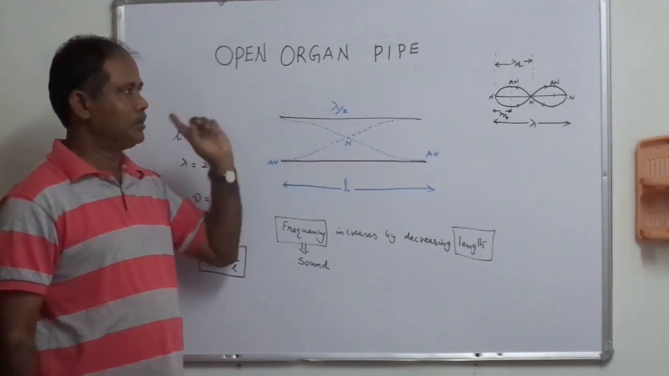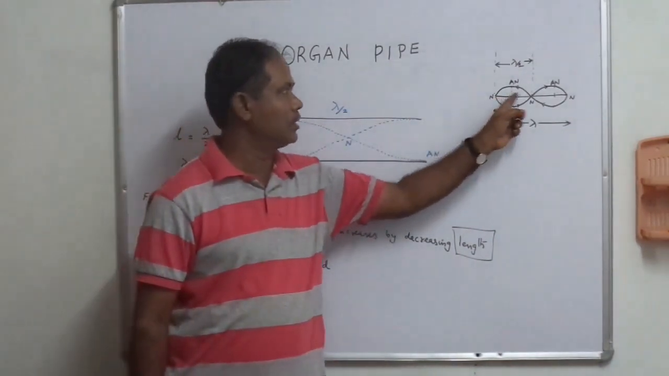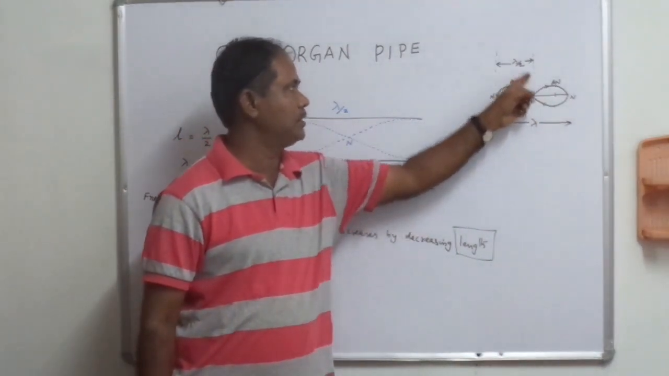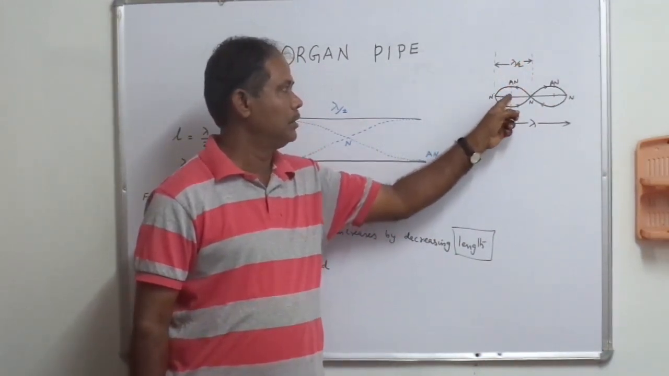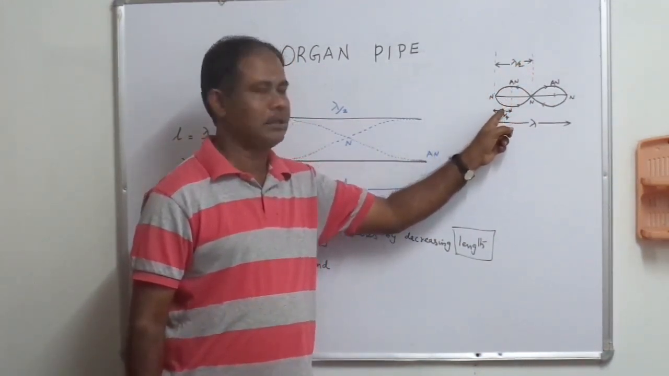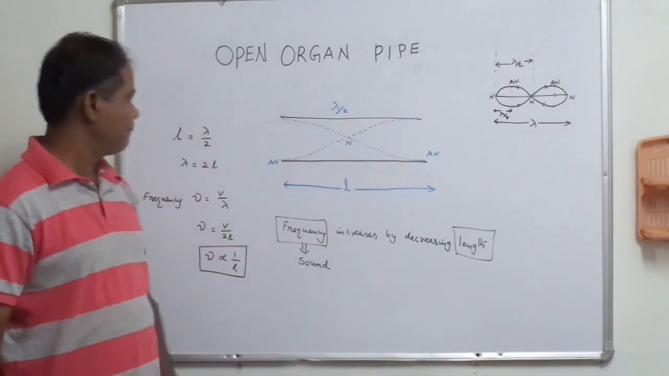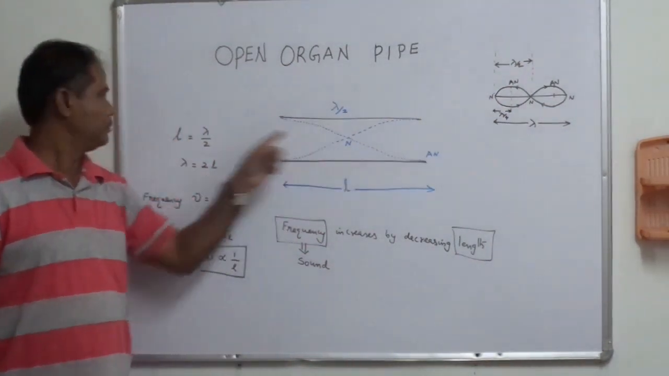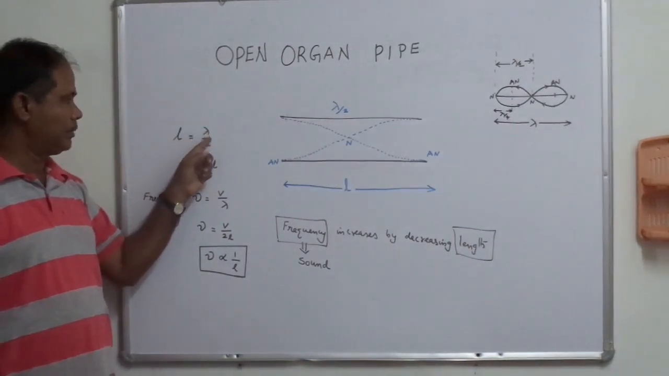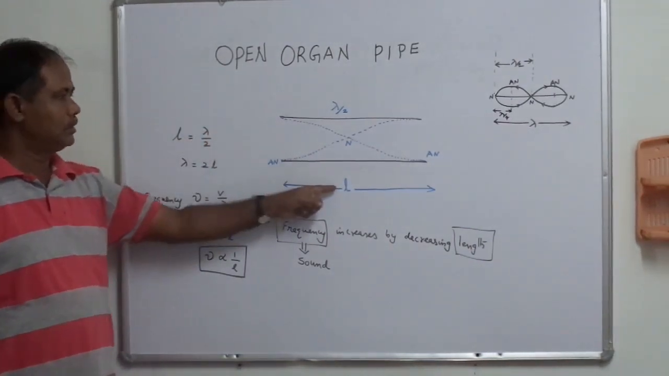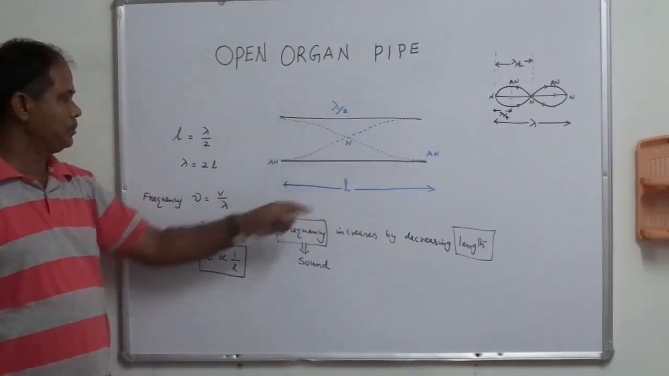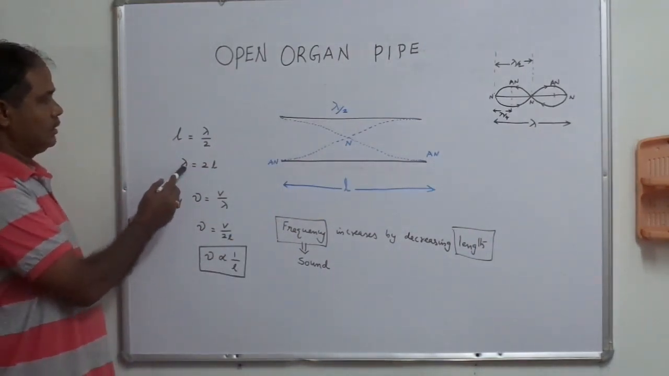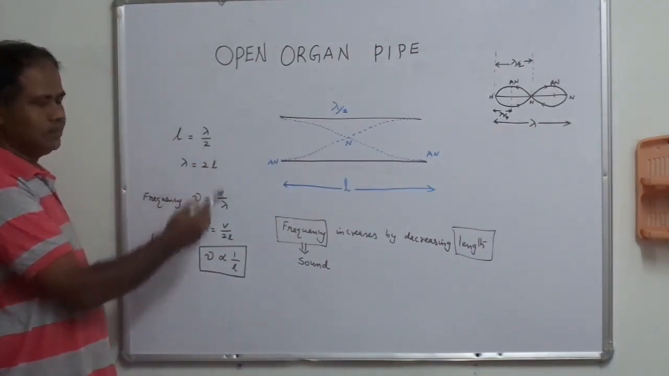Wavelength is lambda by 2. Here the total wavelength is lambda. Half of this one is lambda by 2, then half is lambda by 4. Here, the length of the tube L is equal to lambda by 2. Then lambda is equal to 2L.